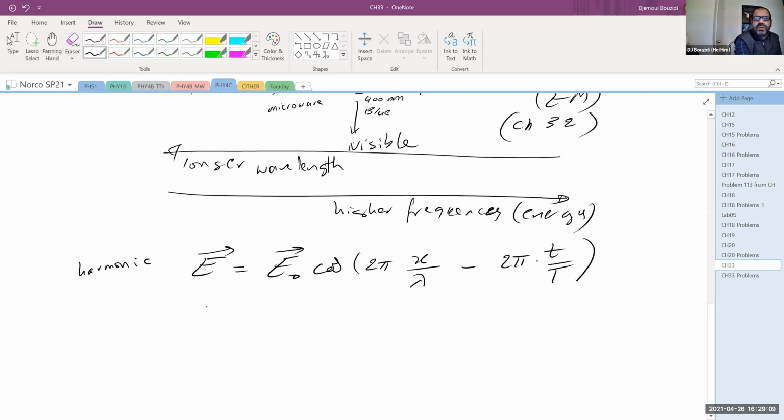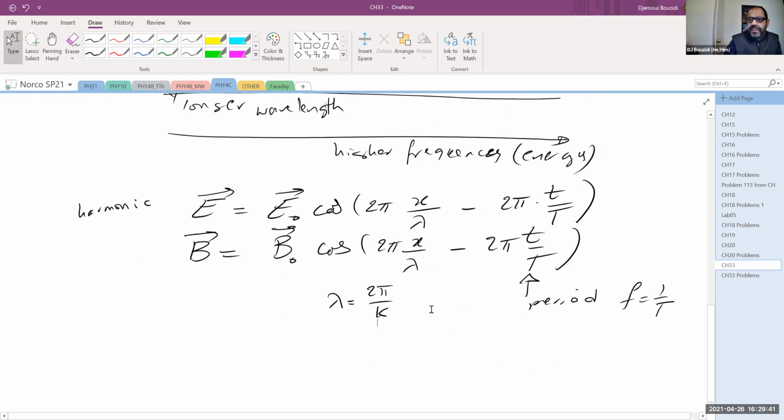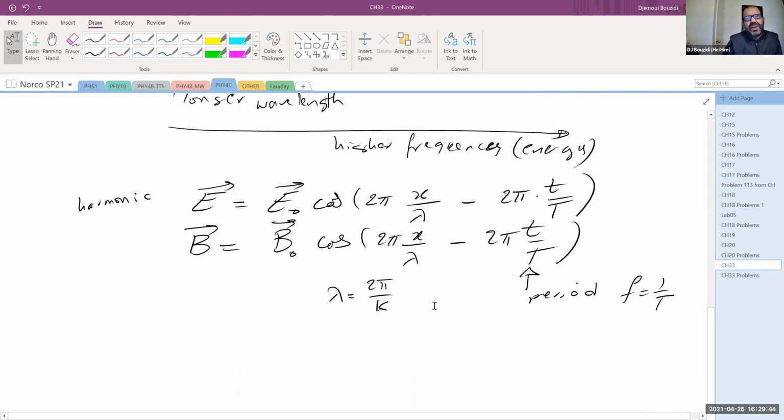This is similar to the problem that you had in the exam. The magnetic field is in another direction with an intensity B naught times the cosine of the same 2 pi x over lambda minus 2 pi t over T, where T is the period, related to the frequency in such a way that T is equal to 1 over f, and lambda is the wavelength, and lambda is related to the wave number as being 2 pi over k, okay? And that is the wave number, and we have everything in here. So this is the stuff that you should have seen in physics in chapter 32.